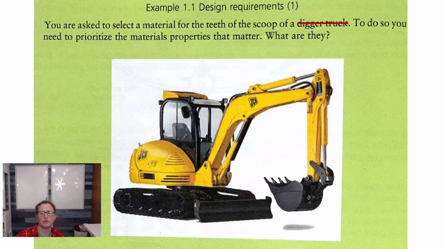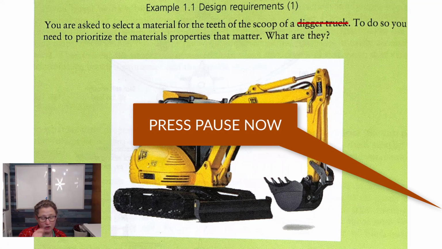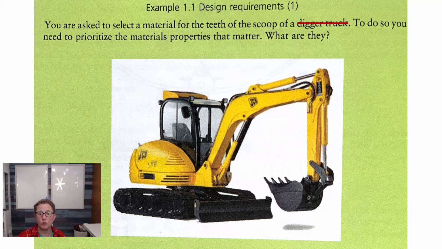So it's not a digger truck. Well, let's call it construction equipment. Let's call it a crawler loader. So you're asked to select a material for the teeth of the scoop of a crawler loader. To do so, you need to prioritize the material's properties that matter. What are they? At this point, I would pause the recording, do some work, and when you're ready to come back, hit play again, and we'll do the next one.